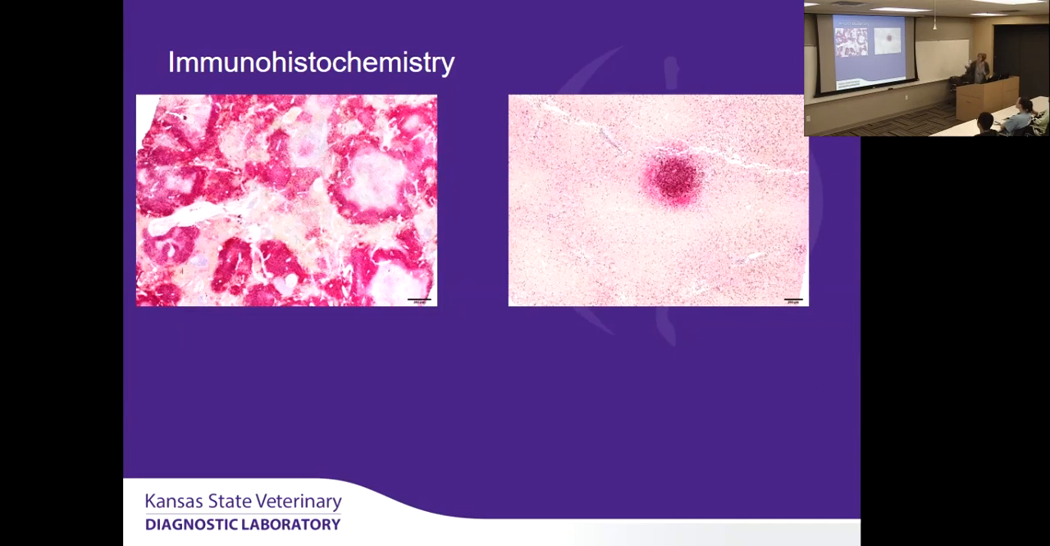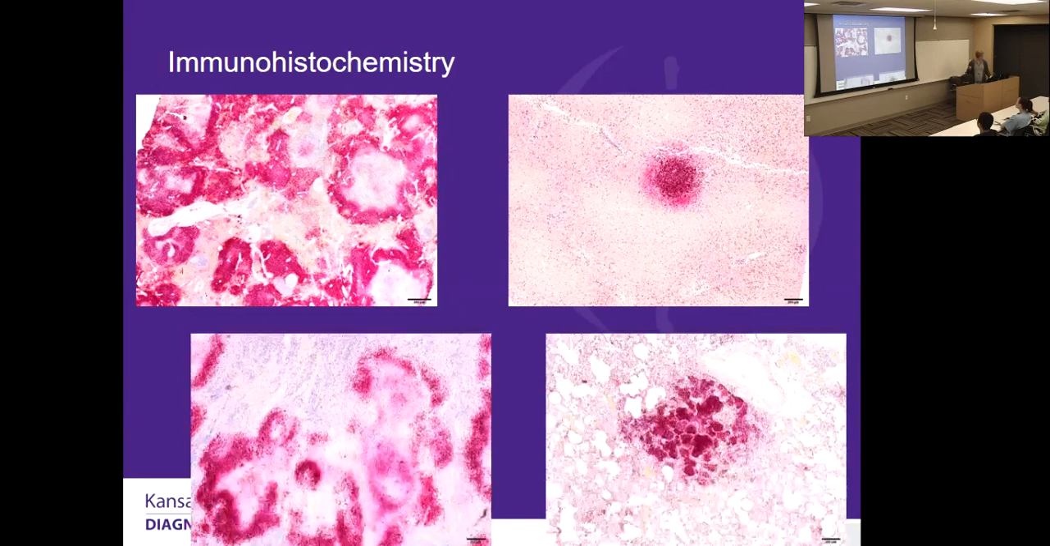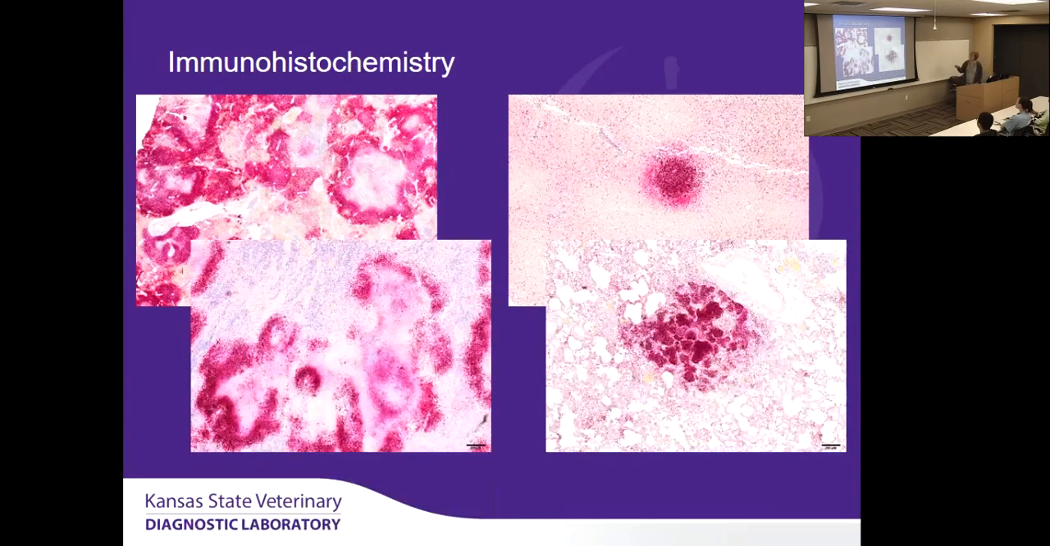And I think this was one of the spots in the liver. And then that's just a little bit up closer. Nope, that's spleen, and then that's lung. So very, very positive for tularemia.